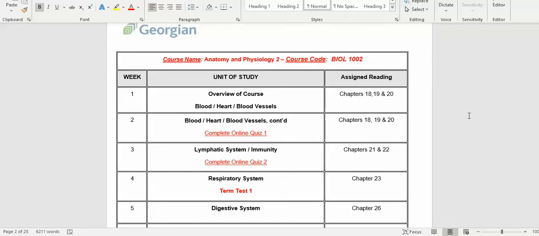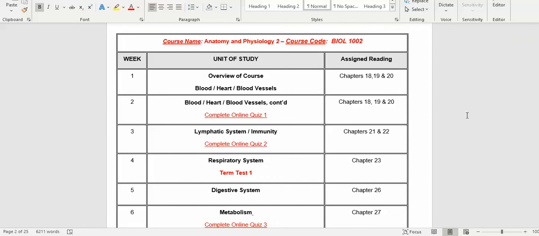Okay, so this is what we're going to be doing. In weeks 1 and 2 is cardiovascular. That's chapters 18, 19, and 20 out of your McKinley book. It's the same book as last semester. At the end of week 2, you will have online quiz 1. It will become available after the Tuesday session, and it will be available until the following Monday at 11:59 p.m.